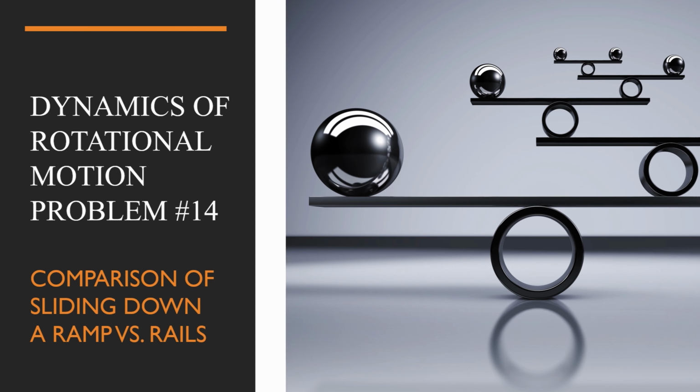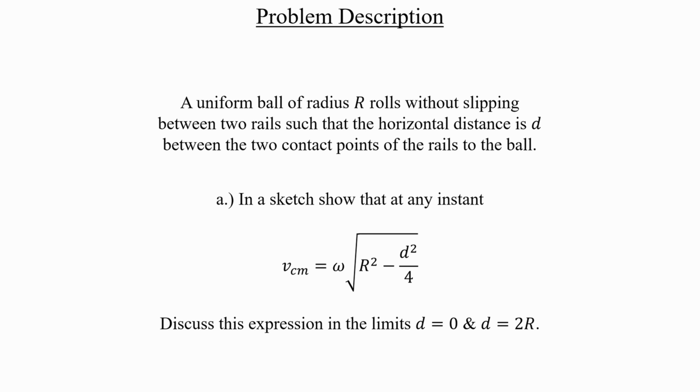In this video, we're going to work through a harder problem dealing with a ball that's being rolled between two rails separated by a distance of d. The first half of part A wants us to start with a sketch, and then we'll use that to build the center of mass velocity equation. Once we can match what's listed on the screen, we'll move on to the second half, where we take a limit of that expression using these two provided values.